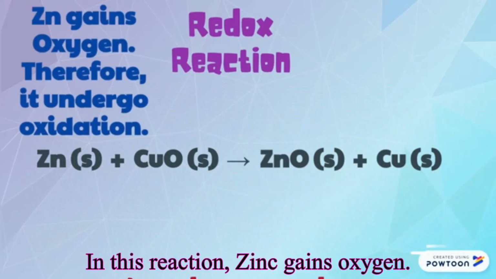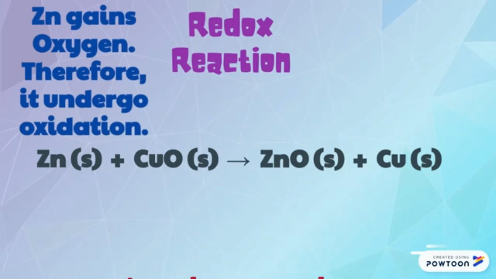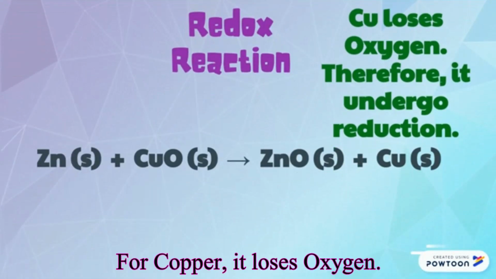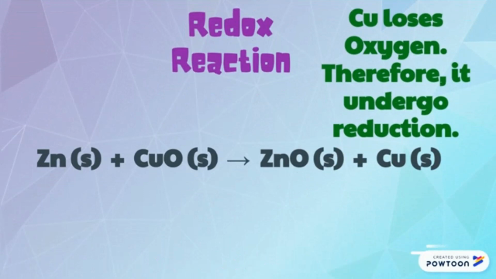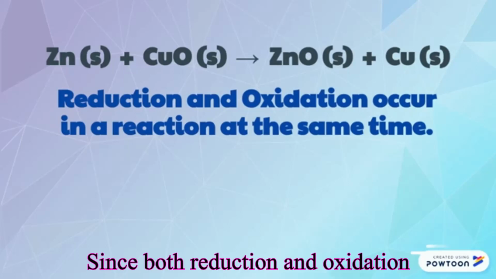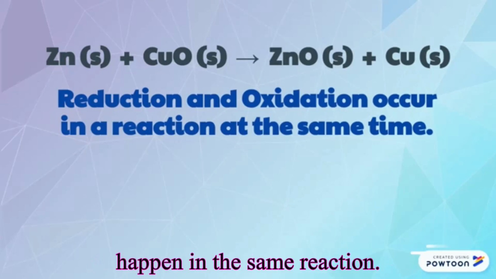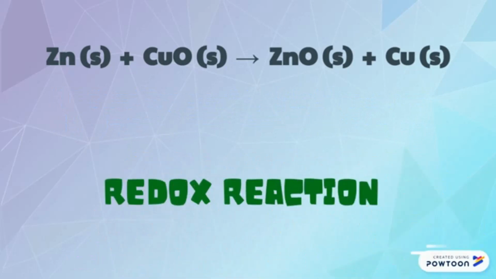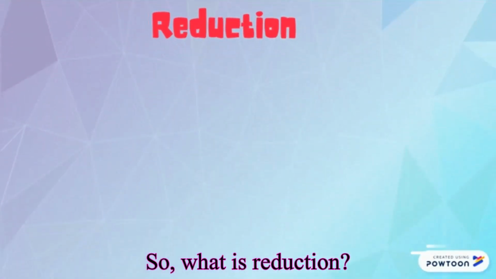In this reaction, zinc gains oxygen, therefore it undergoes oxidation. For copper, it loses oxygen, therefore it undergoes reduction. Since both reduction and oxidation happen in the same reaction, therefore it is called a redox reaction. So what is reduction?